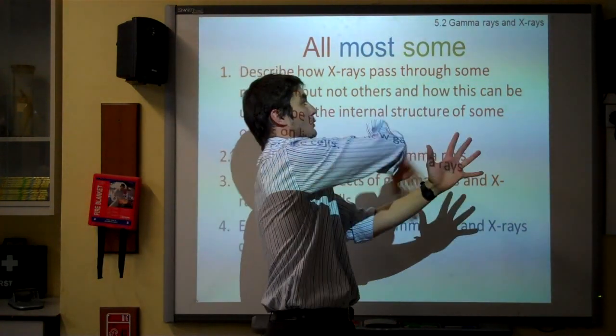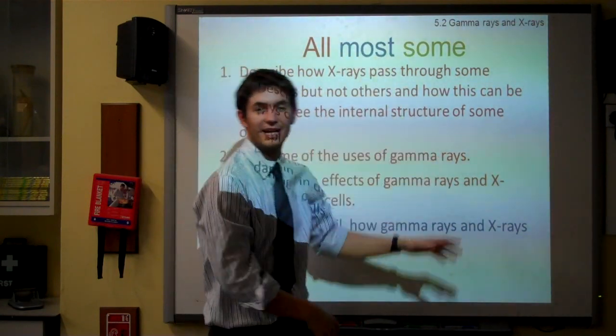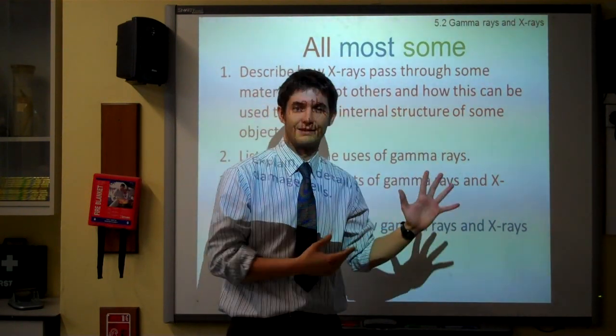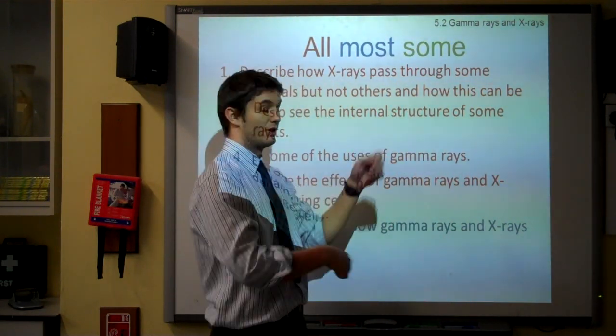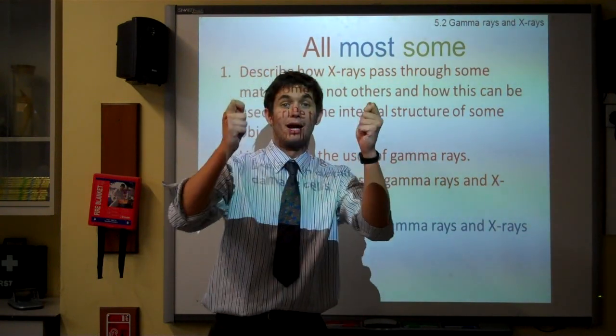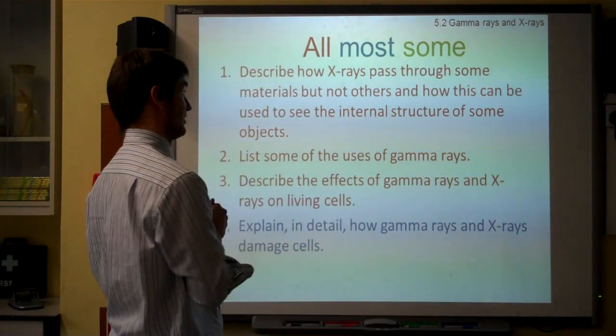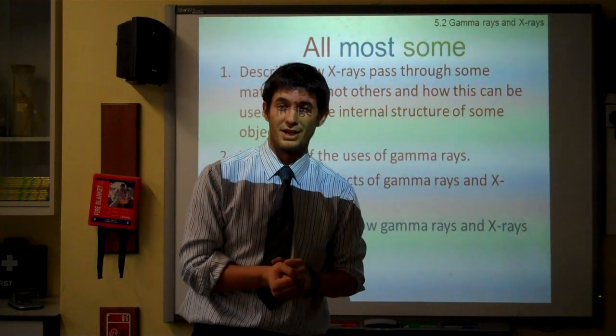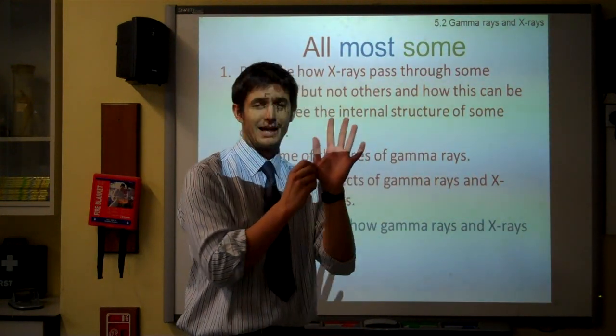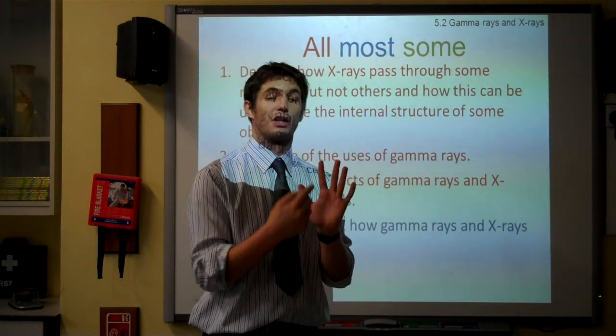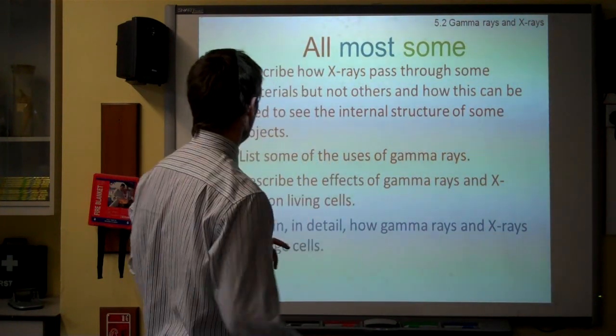And instead of having a screen here, you could put some film that was sensitive to X-rays, and then you develop that film, and that would be your X-ray. Okay, so that's the first thing you need to know: how X-rays pass through some objects, things like flesh, but they cannot pass through other things like bone because bone is too dense.